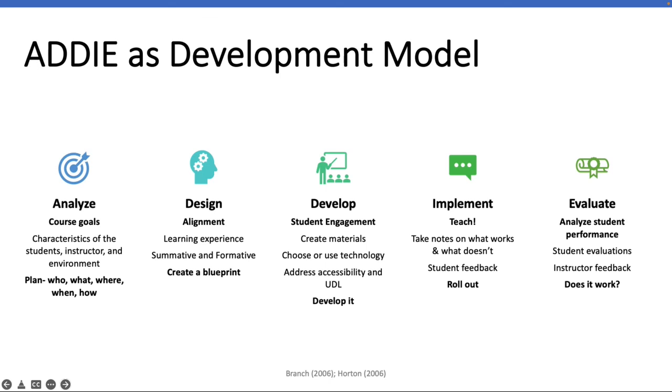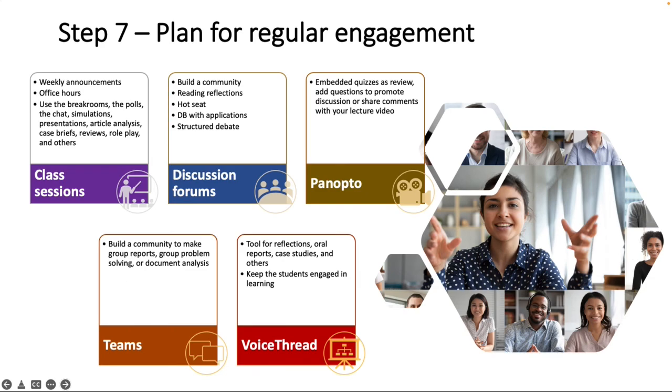Another step is number 7, plan for regular engagement. This one requires setting up the class sessions. They can be scheduled or recorded. Use weekly announcements, schedule office hours, use break rooms, polls, the chat, simulation, presentations, article analysis, case studies, reviews, role play, and others. Design different types of discussion forums. Use other engagement tools like Panopto, Teams, or VoiceThread.